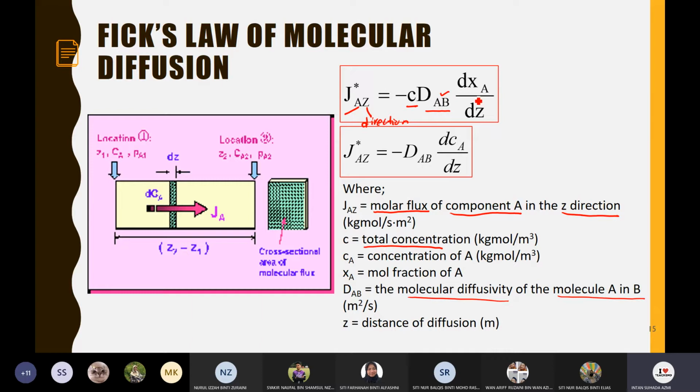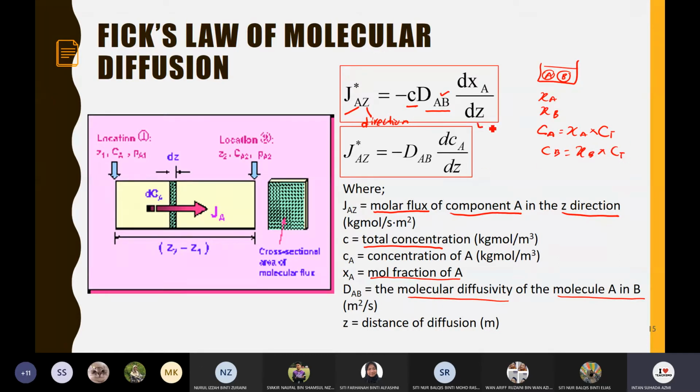So, dx_A. What is x_A? x_A is the mole fraction of A. For example, in a solution you have A and B, so you must know the fraction of A, how much, and the fraction of B, how much. If you want to know the concentration of A, for example, you must multiply the mole fraction with the total concentration, C_A. If you want C_B, x_B times C total.